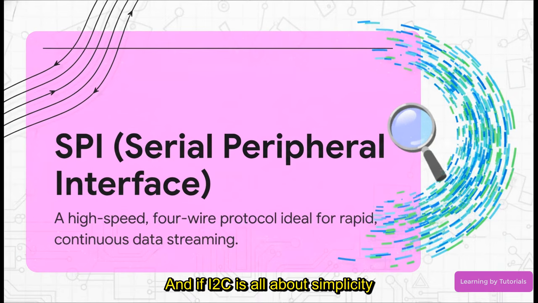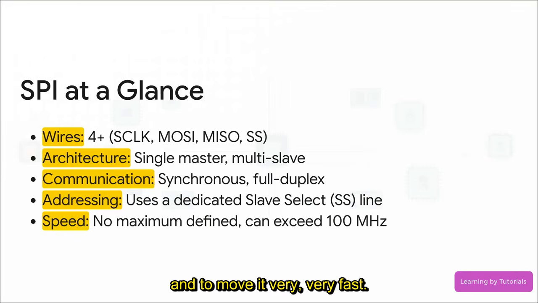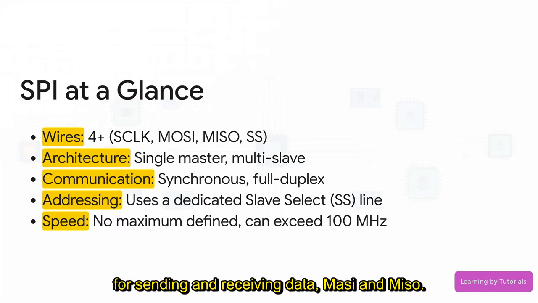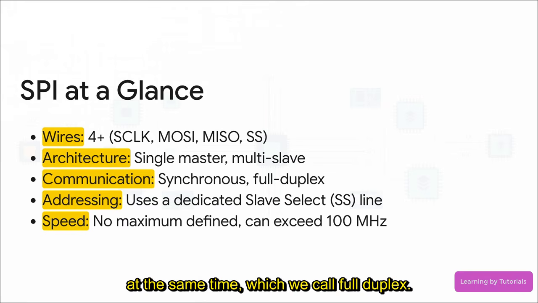Okay, next up is SPI, the Serial Peripheral Interface. And if I2C is all about simplicity and connecting many devices easily, SPI is really all about one thing: pure, unadulterated speed. This thing is built to move a lot of data and to move it very, very fast. SPI gets its speed from its four-wire setup. You've got the clock, SCLK, just like before, but then it has separate, dedicated lines for sending and receiving data, MOSI and MISO. This means it can have a two-way conversation at the same time, which we call full duplex.